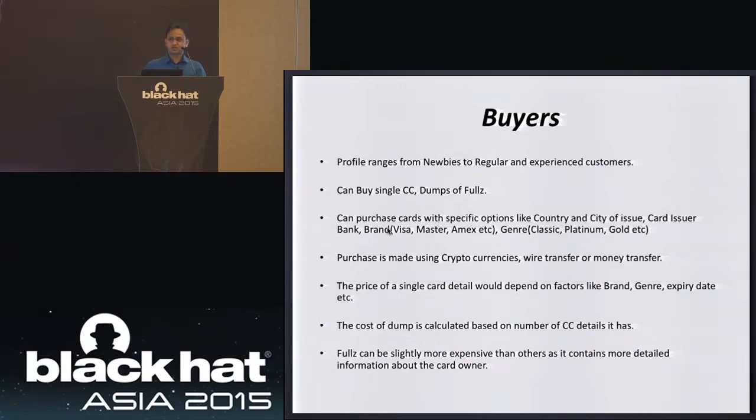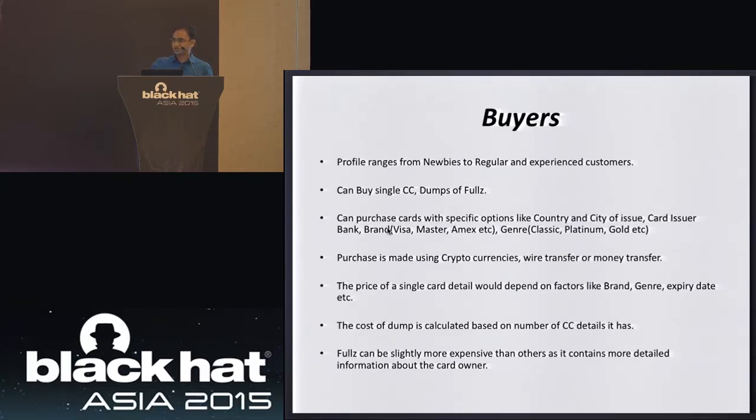So the next important entity would be the buyer. Now the shop is set up, and the malware author has given the details to the shop owners. The next important thing is the buyer that comes in. The buyer is the one who would go to these forums and shops and purchase the credit card information. What exactly does the buyer's profile look like? The profile ranges from newbies to regular experienced customers. They can buy a single credit card detail, they can buy dumps, or they can buy fulls.